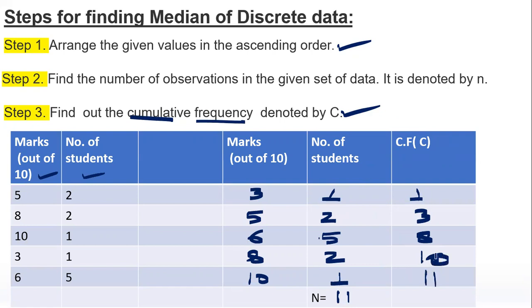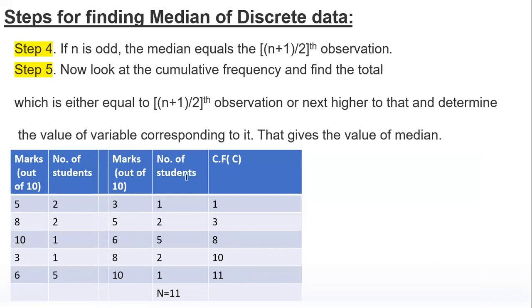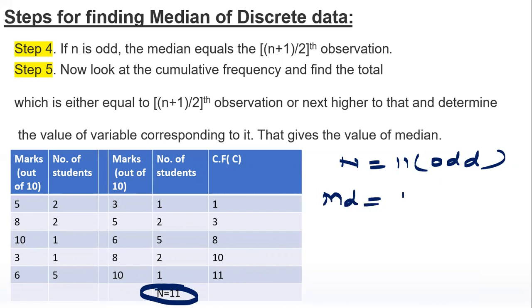What is the next step? Now we will look at this value n, the number of observations. If n is odd, here you can see n is 11, which is odd. So the median would be the (n plus 1) upon 2th term. That is the 6th term.